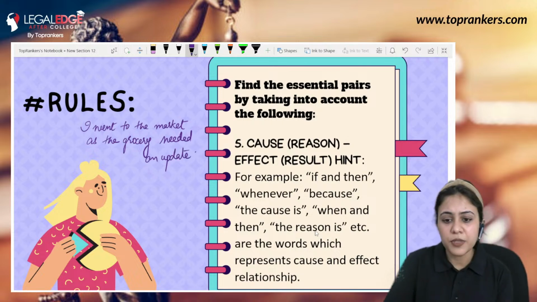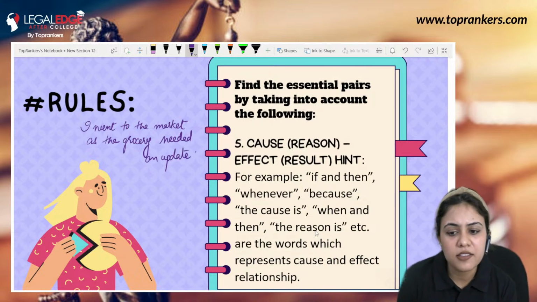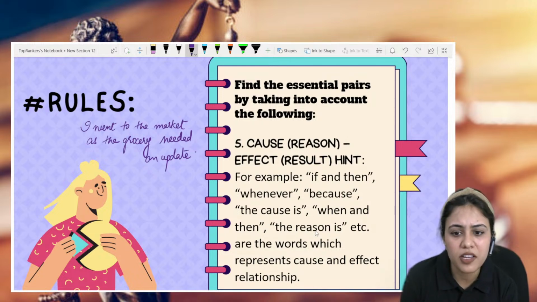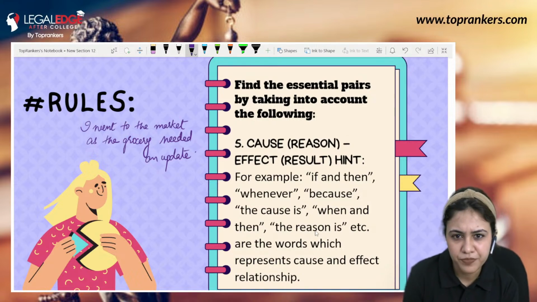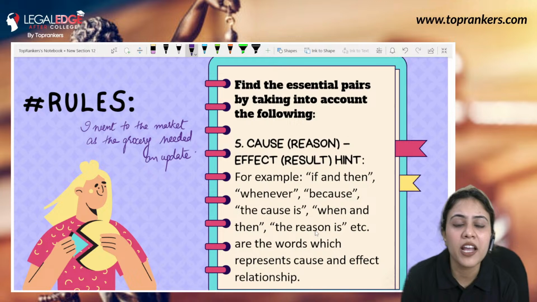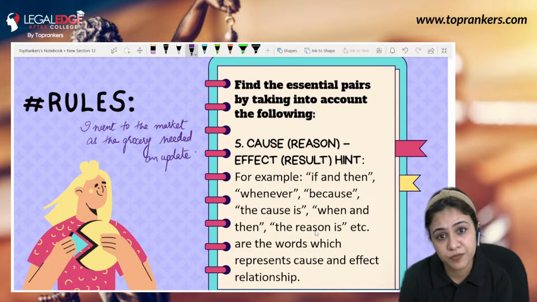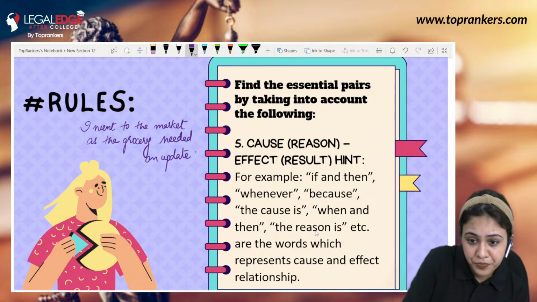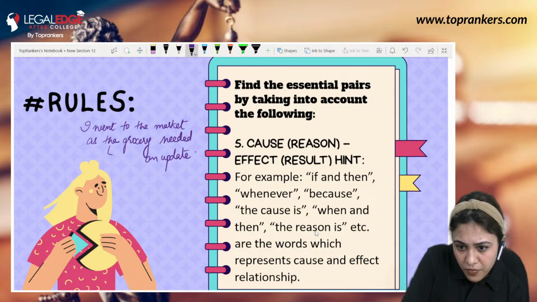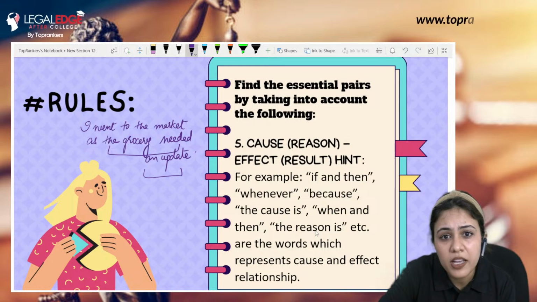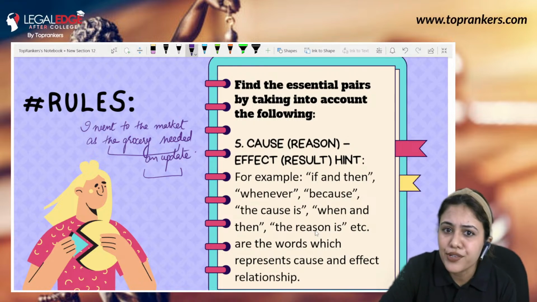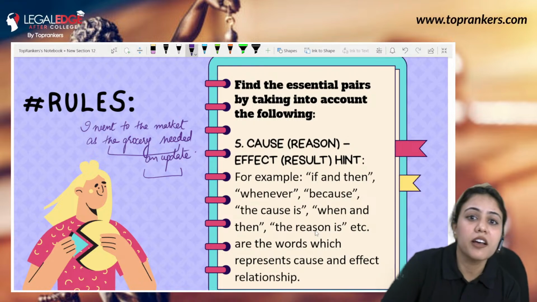you see this statement, I went to the market as the grocery needed an update. Can you tell me what is the cause and what is the effect? Why do I have to go to the market? What's the reason? So anything that answers the why question is your cause. Do you get it? The grocery needs an update. That means my grocery is about to get finished. And that's the reason it needs a refill.